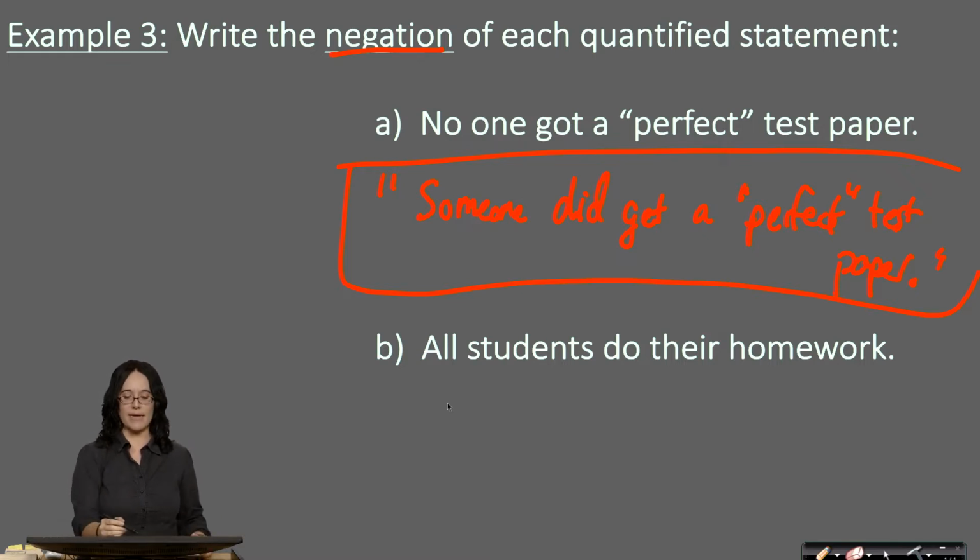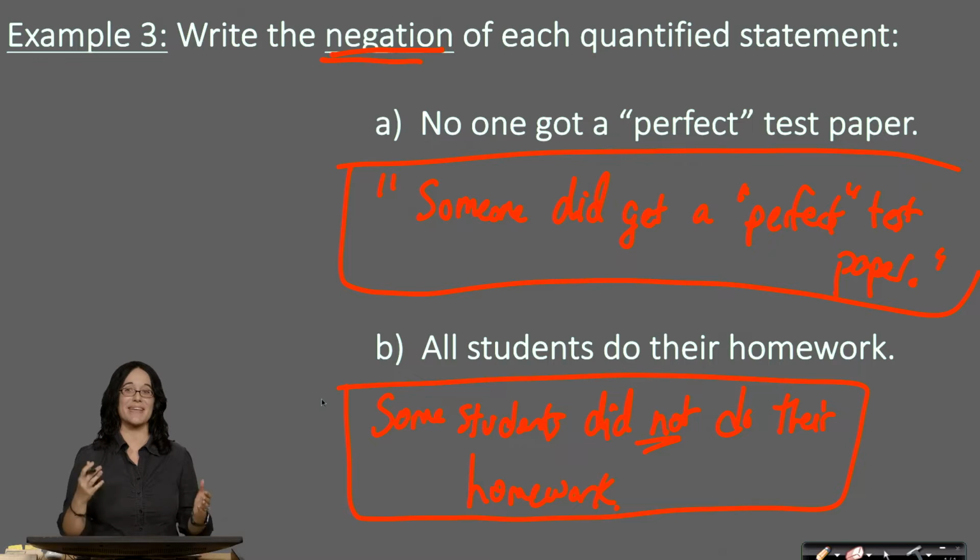What about negating statement B, if you haven't already done so yourself? All students did their homework. What would the negation of that be? How about some students did not do their homework? Would that work? Yeah, because the negation of an all is some did not. Notice I did not need to say that no students did their homework. To negate an all statement, I just needed to say there were some that did not do that. Okay, so hopefully that's starting to make more sense.